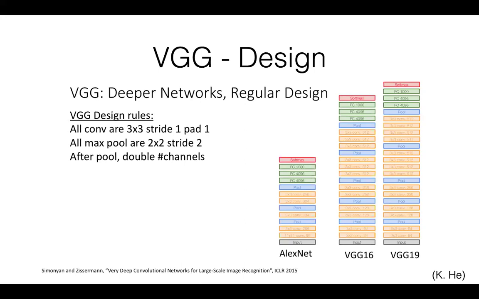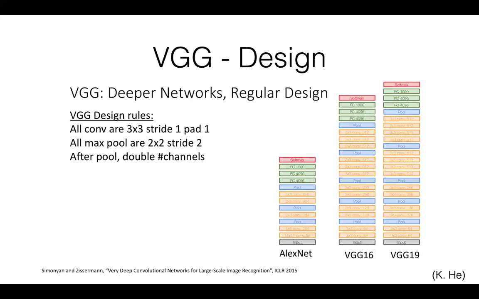And there's another interesting thing: to have an equivalence in the amount of information processed by the neural network, after each pool we double the number of channels. So we reduce the resolution by 2, but then we increase the number of channels by 2. And this gives a balance. This regular design was very important to make it useful for doing different types of experiments and applying to different applications.